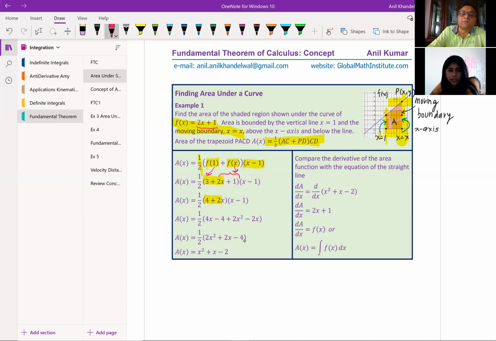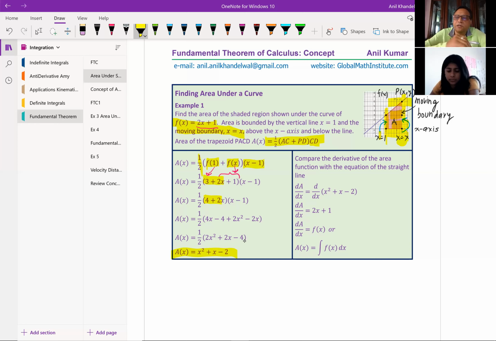So I wrote 3 for f of 1, and then 2x plus 1 is f of x, and then we'll multiply this with x minus 1. So you can simplify this expression. You get 4 plus 2x times x minus 1. When you do this distributive property, you can combine the like terms and write down the expression as 2x squared plus 2x minus 4. Half of that is x squared plus x minus 2. So ultimately, we get the area under the curve. So that becomes the area under this particular curve.